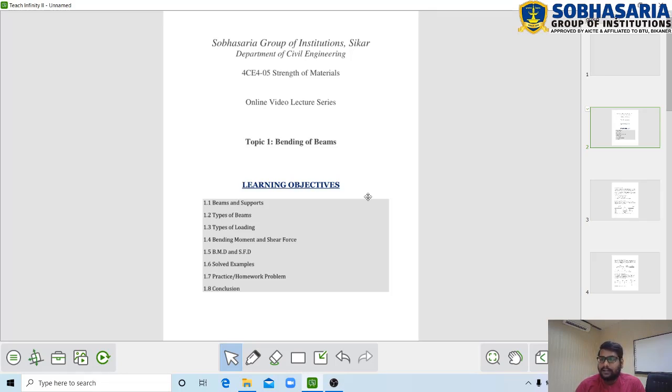Then after understanding all the concepts, we will go for some solved numerical problems in which you will clearly understand how to apply a concept after computing all the necessary loads and reactions. So these are our learning objectives of today's lecture.